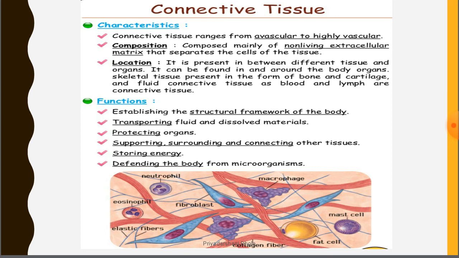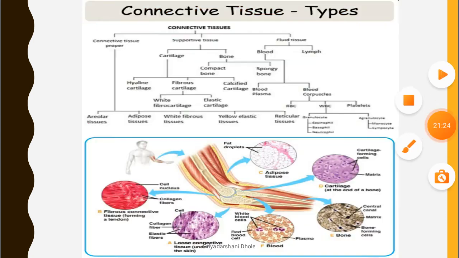This is the diagram of the connective tissue. It consists of fibers: a red colored collagen fiber, a yellow fiber, and a white fiber are also present. Then blood cells, neutrophils, eosinophils, then some macrophages, fat cells, and mast cells are present in connective tissue.